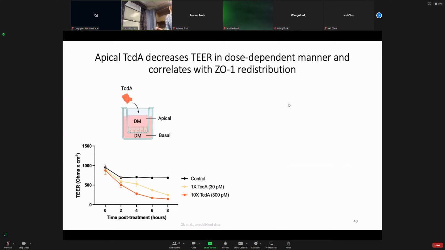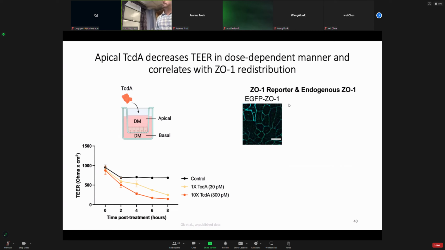So the orange line is 10x concentration of TcdA compared to the 1x. And incidentally, the 30 picomolar is the same concentration that you can find from fecal samples from patients. So this is a real, physiologically relevant dose of toxin.